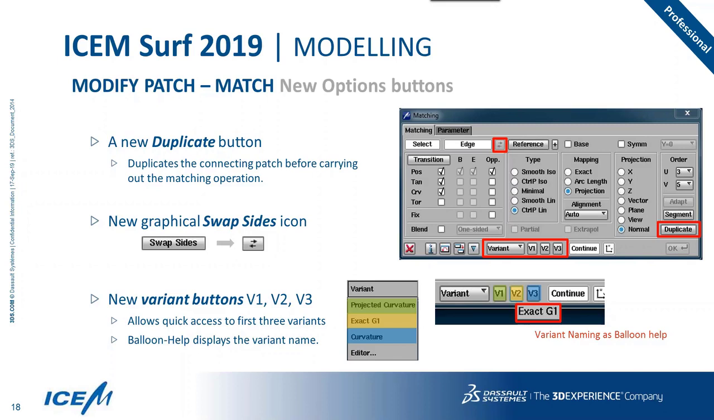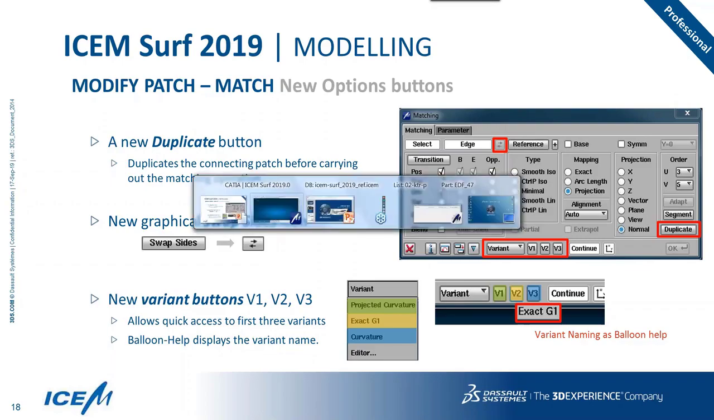And down at the bottom there, the variant buttons, V1, V2, V3. This is fantastic. So it's true, we have a rather large matching command, but it's an important command. It's one that we use all the time, but it's a little bit big. So what we've done is we've added these V1, V2, V3 shortcut buttons. And these are the top three variants for your matching command. Let me show you what I mean here.